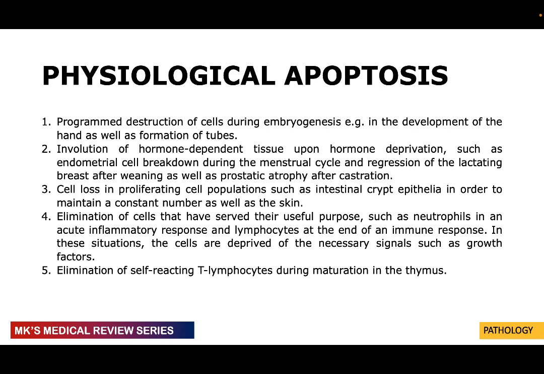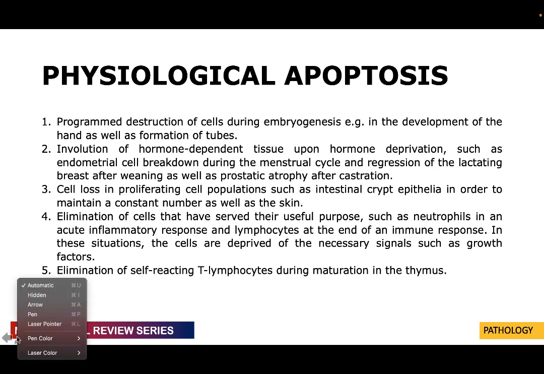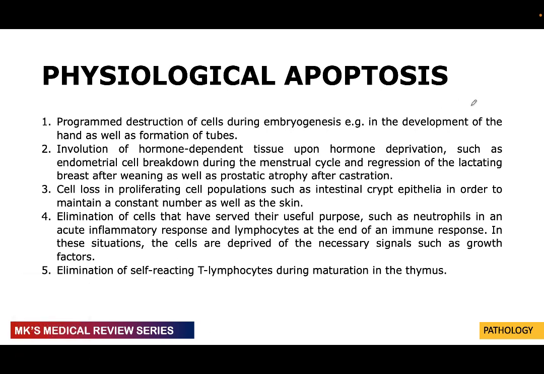So remember that when the hand is forming and the fingers are forming, they usually form as one structure. So let me see if I can just draw something for you here. So let's say this is going to be the bud of the hand. Then these cells that are in between here are supposed to die off so that your fingers can actually form. So these cells are going to be dying by apoptosis so that your fingers and your thumb can actually form.